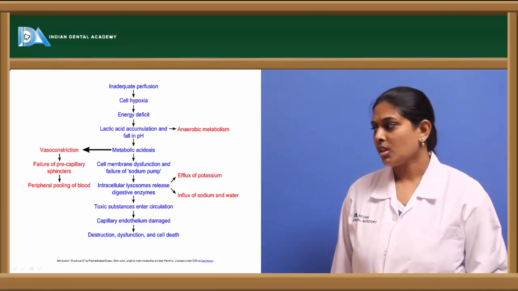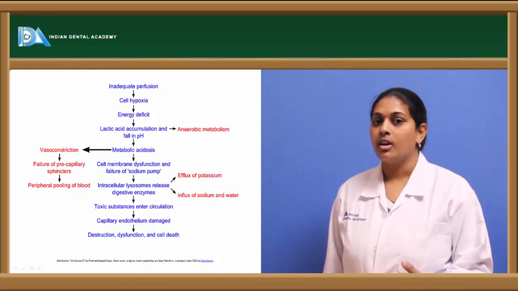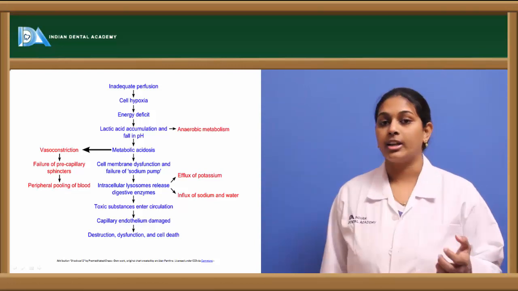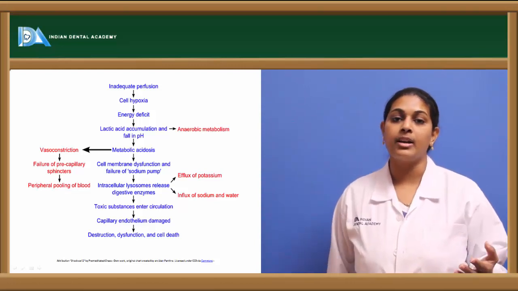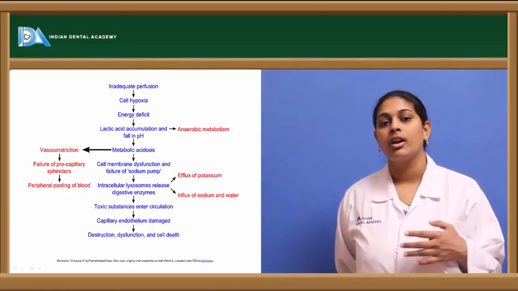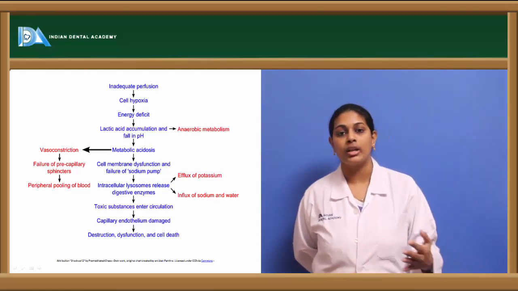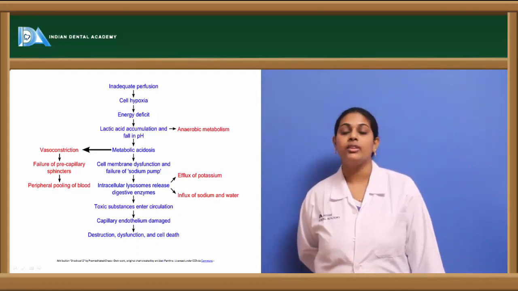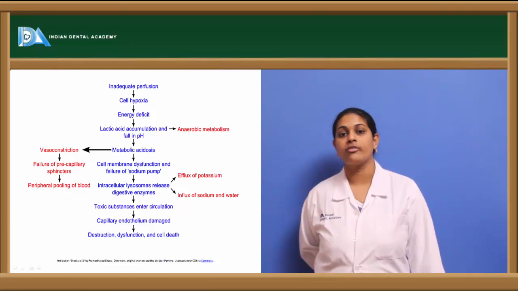Because of this damage, there is failure of the sodium pump. The cell membrane is a semi-permeable membrane in certain organelles, that is, it allows the passage of only certain structures. So it helps in maintaining the sodium pump. There is failure of this sodium pump because of this acidic condition in the body.